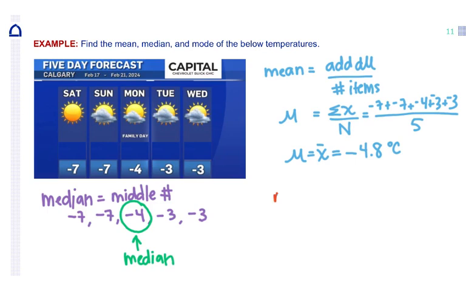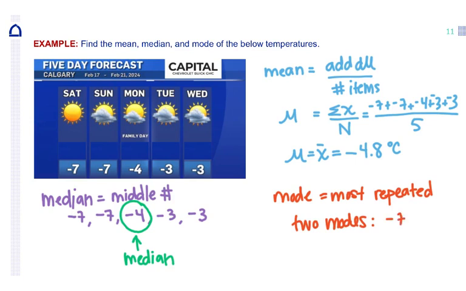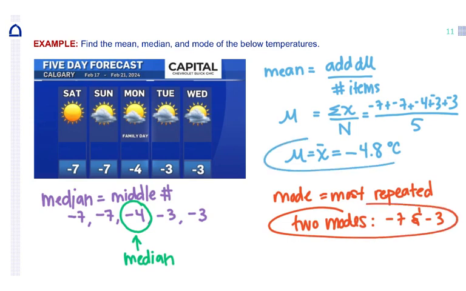Okay, lastly, we will look at the mode. The mode is the most repeated number. And I see that 2 different numbers are repeated twice. And so basically, in this case, we will have 2 modes. And the 2 modes are -7 and -3. All right, so those are our answers for this example.